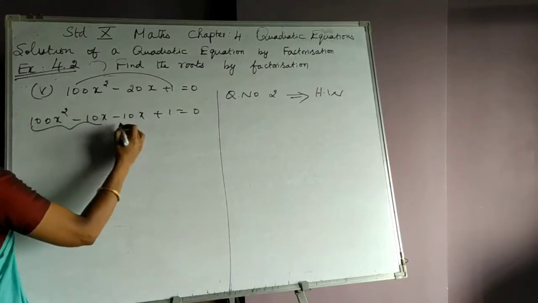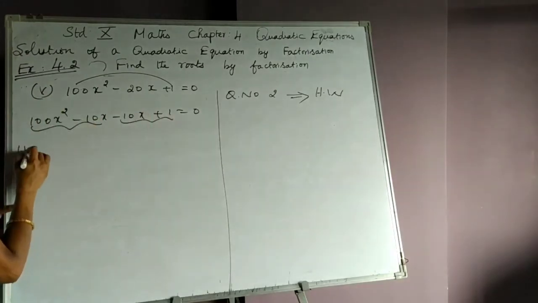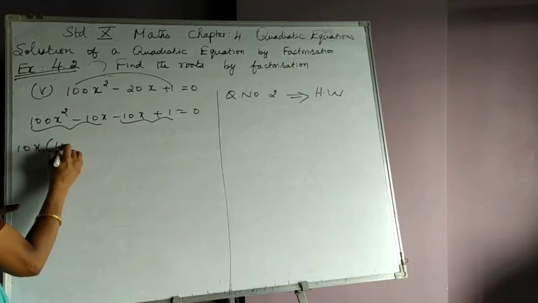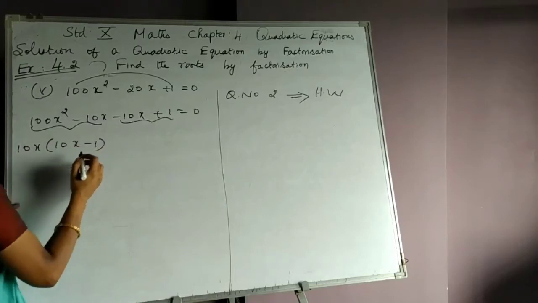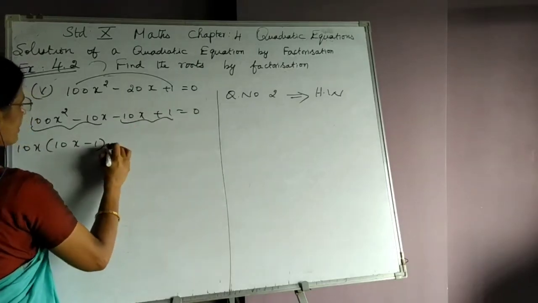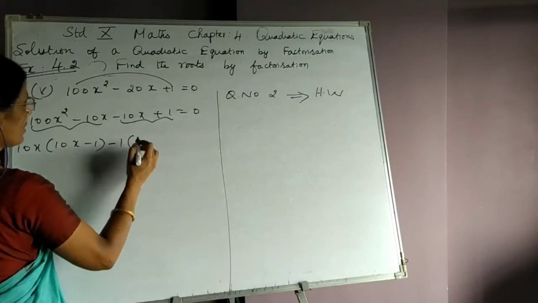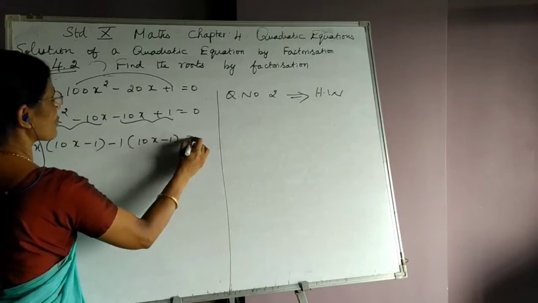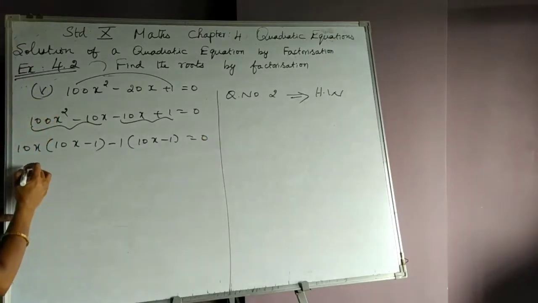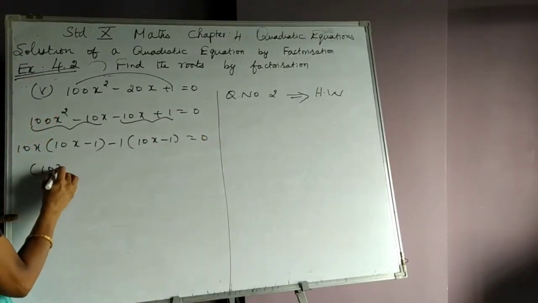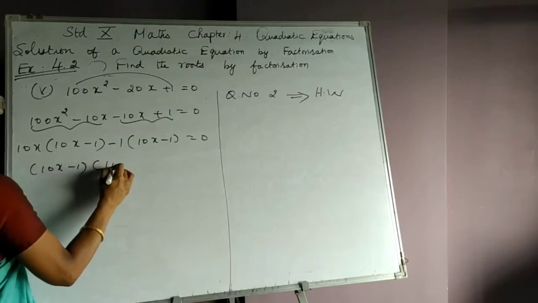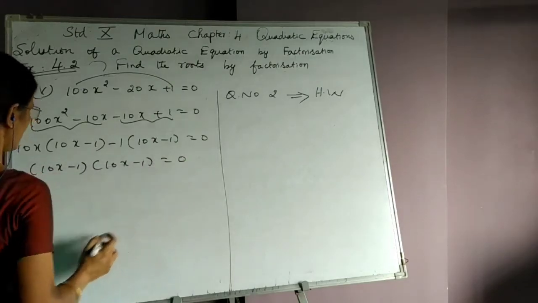Going for the common term for the first two, we get 10x. The remaining is 10x minus 1. The group begins with a minus sign, therefore we take the minus sign out. Nothing is common, therefore I go for minus 1. It is 10x minus 1 equal to 0. So it is 10x minus 1 into 10x minus 1 equal to 0.